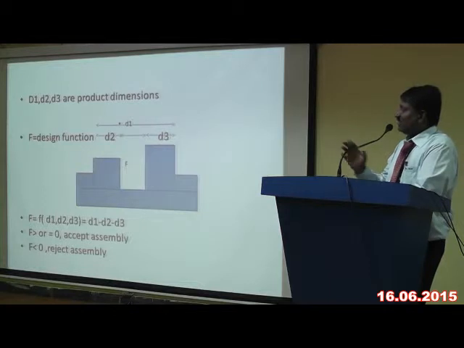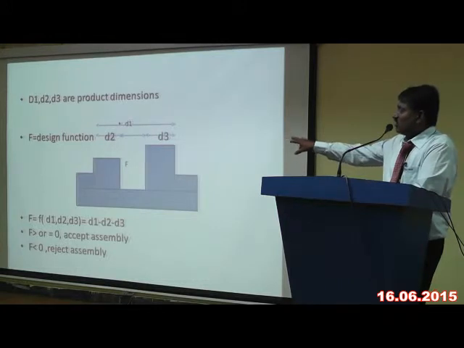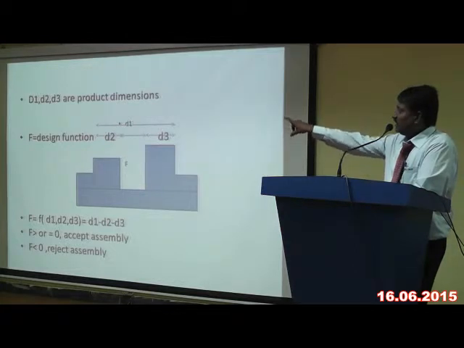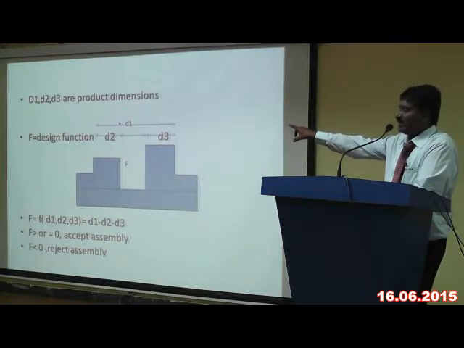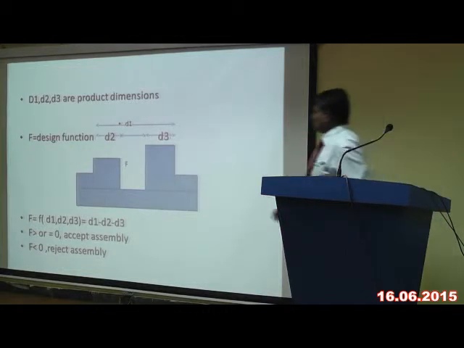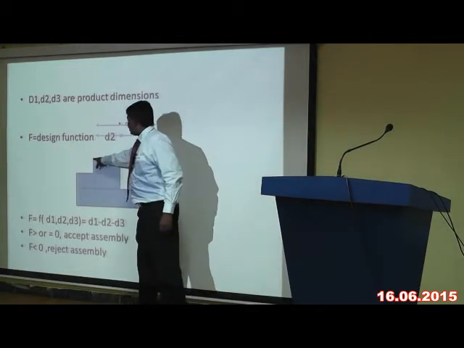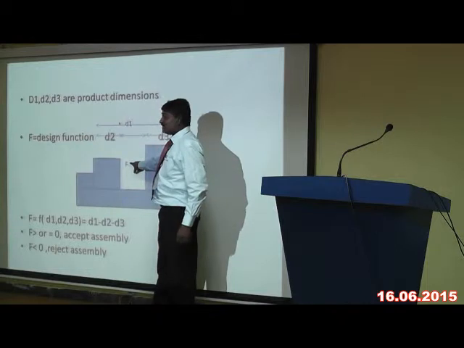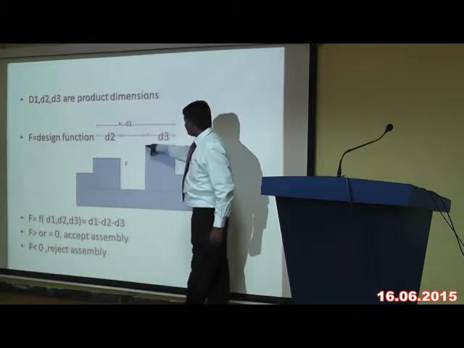See, for example, I have taken the design function. F is the design function. I have got a block. These two blocks are of different sizes and are placed in one rectangular block. F is the design function. The distance between these two blocks to the end is D1. I am giving a dimension. These are the product dimensions. And D2 is another product dimension. From here to here is D1, and D2 is from here to here. And this is the F function, the design function. And from here D3, this is the dimension.